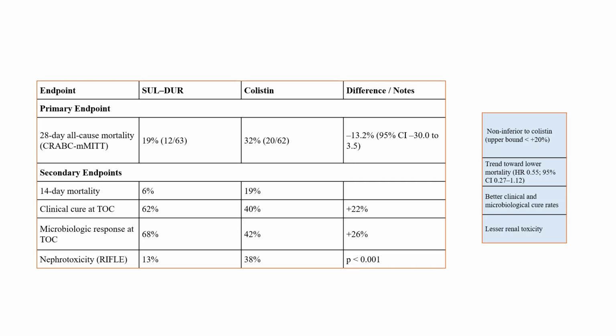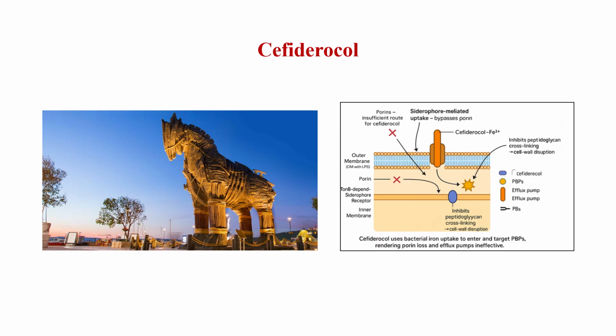It has a statistical superiority for the mortality in patients with Acinetobacter infection. So sulbactam-durlobactam in combination with imipenem definitely looks like an exciting antibiotic if the Acinetobacter you are treating is a non-NDM producer.